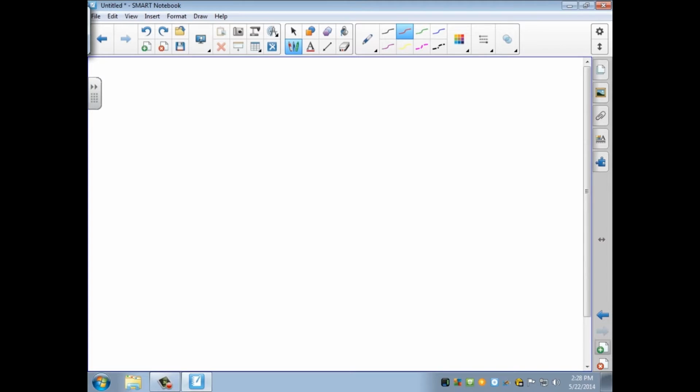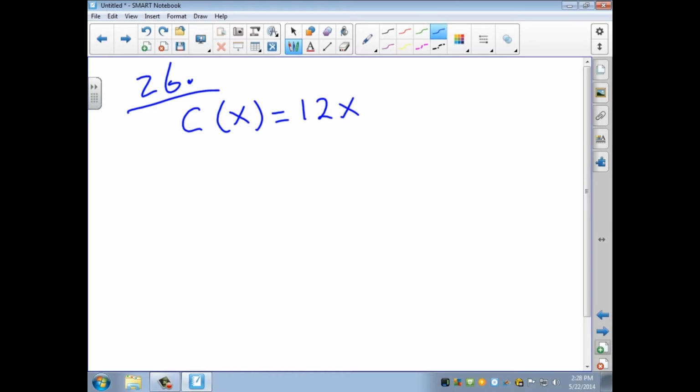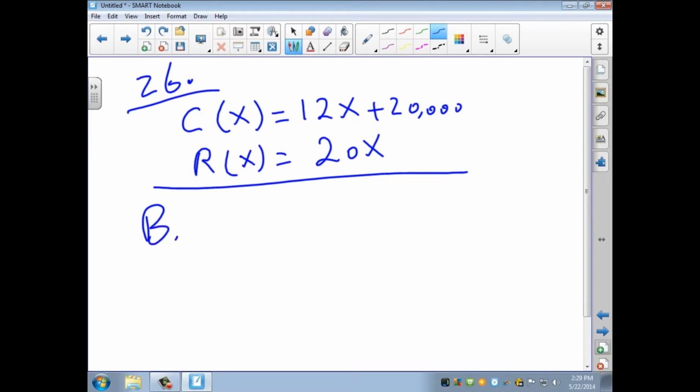Problem number 26. The cost and revenue function for a certain firm are given by, the cost is given by this function, 12x plus 20,000, and revenue is given as 20x, respectively. Find the company's break-even point. The break-even point.